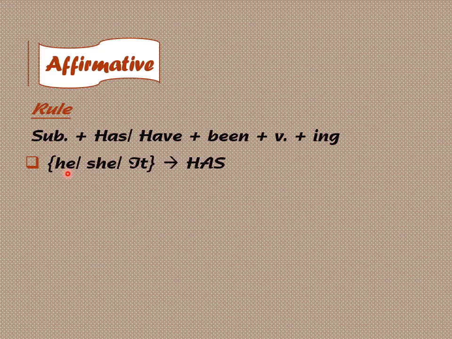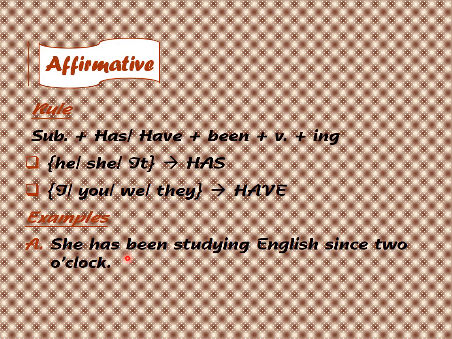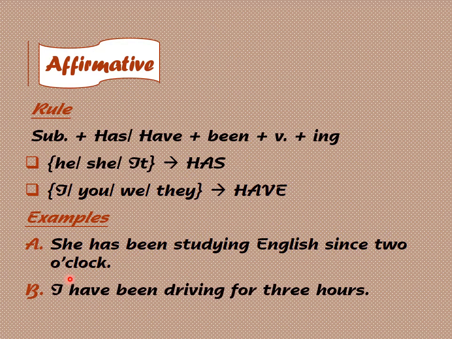The first group of pronouns we call them the subject pronouns he, she, it take has, while the second group of pronouns I, you, we, they take have. Examples: She has been studying English since 2 o'clock. I have been driving for 3 hours.